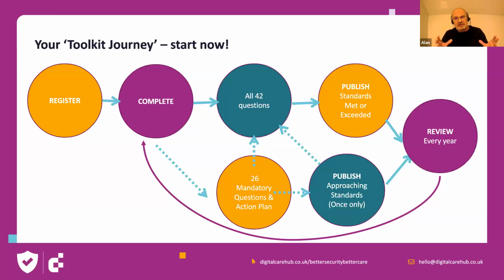Having published your DSPT, you will need to republish it on an annual basis in order to remain compliant with the toolkit requirements. And if you do publish at approaching standards, then you will be asked to publish an action plan, which will indicate how you plan to get to standards met. So you can only publish at approaching standards on the one occasion. So when you go back to republish, it will require you to answer all of the questions.